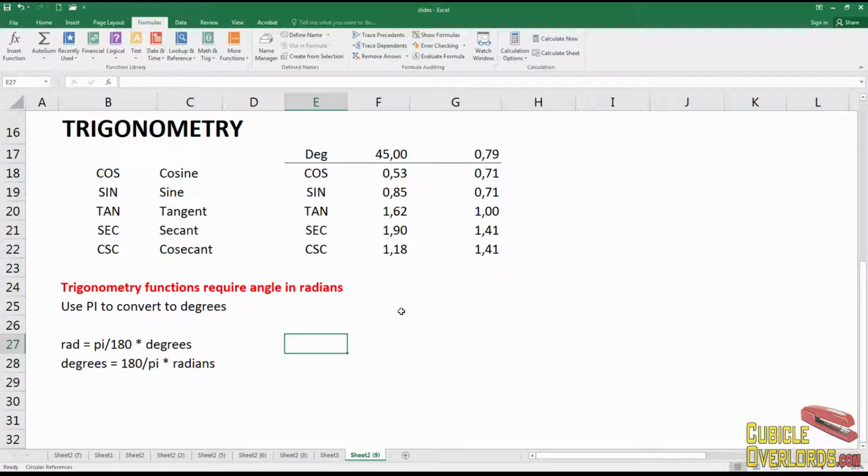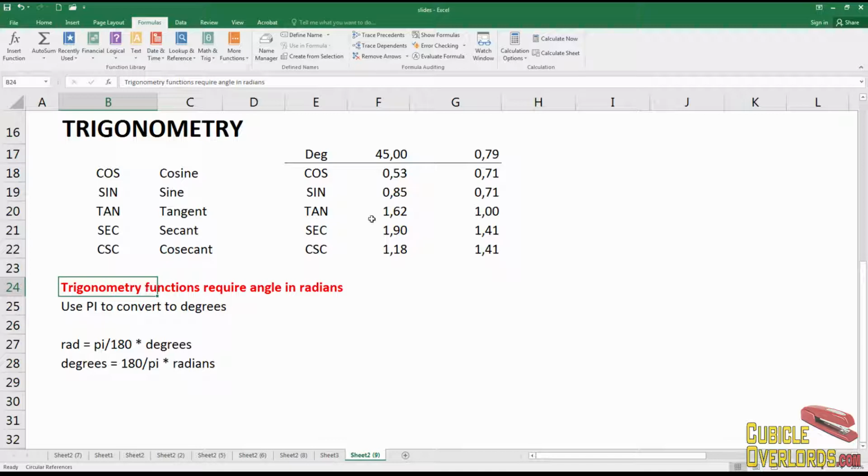The only thing you need to be really careful of in Excel is that trigonometry functions require an angle in radians. Excel works by default in radians. If you put in degrees, you're going to get an incorrect result. And in the worst case, you're going to get that result with no error. I mean, the best thing that can happen in Excel is that you put an angle in degrees and you get a negative number, so you know something is wrong.